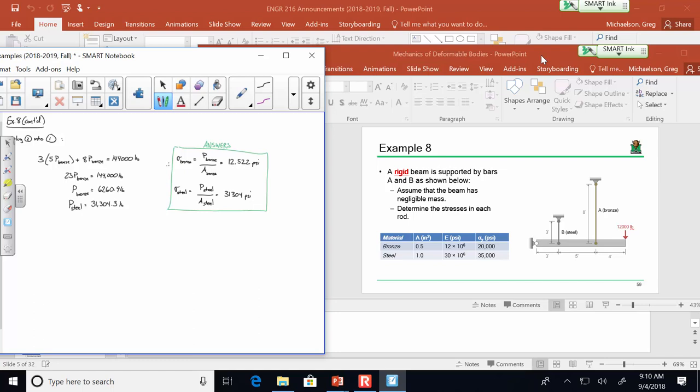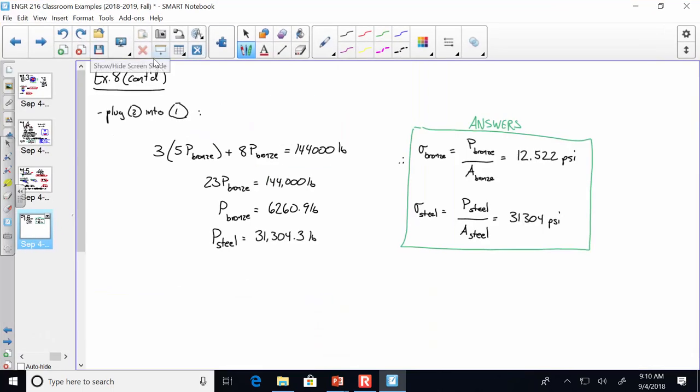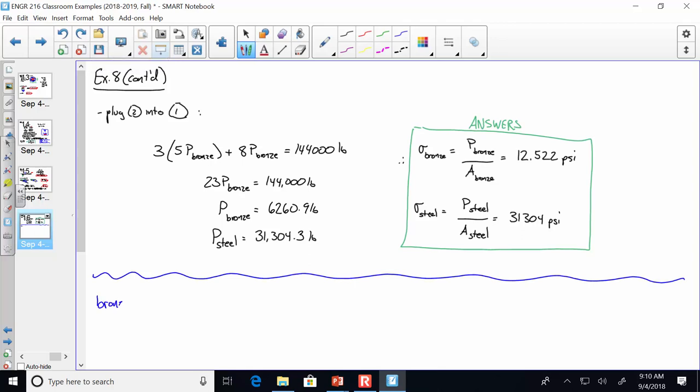What I'm going to do off to the side is compute a factor of safety. And so here's how I'm going to do that. We'll take the bronze first. We're going to compute a factor of safety against yielding. And I'm going to compute that by saying sigma allowable over sigma actual. Okay? So for this scenario, I'm going to say that its allowable stress is its yield stress.